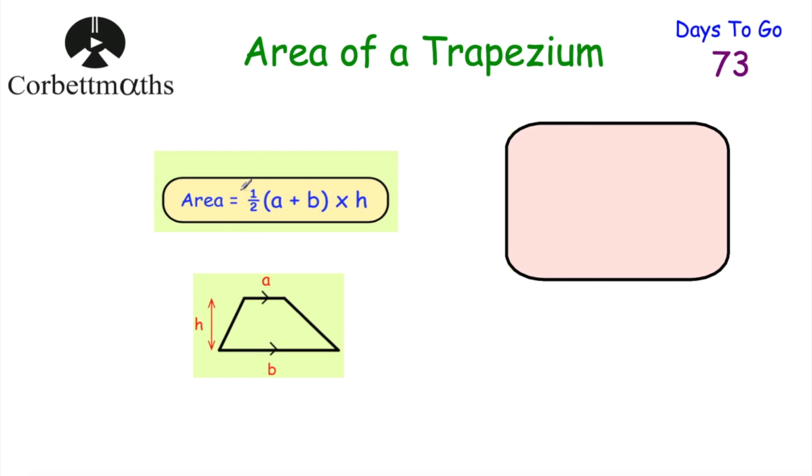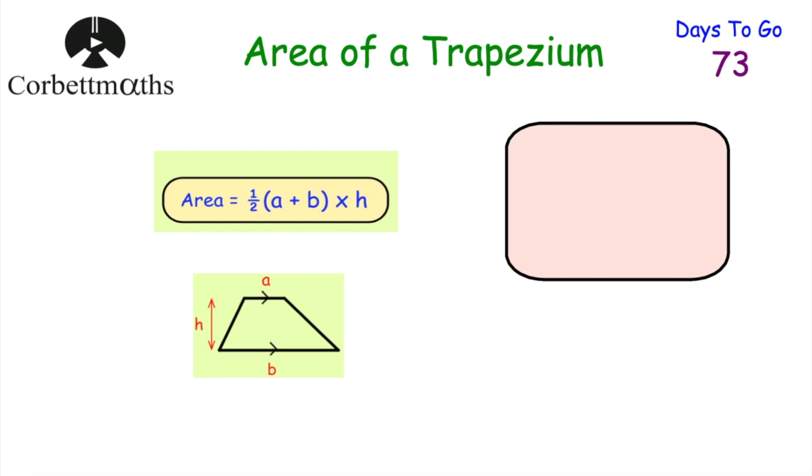To find the area of a trapezium, we use the formula half, brackets, a plus b, close brackets, times the height. In other words, if you've got a trapezium, you add together the lengths of the two parallel sides, a and b, you then half it, and then multiply by the height of the trapezium, the distance between those two parallel sides.